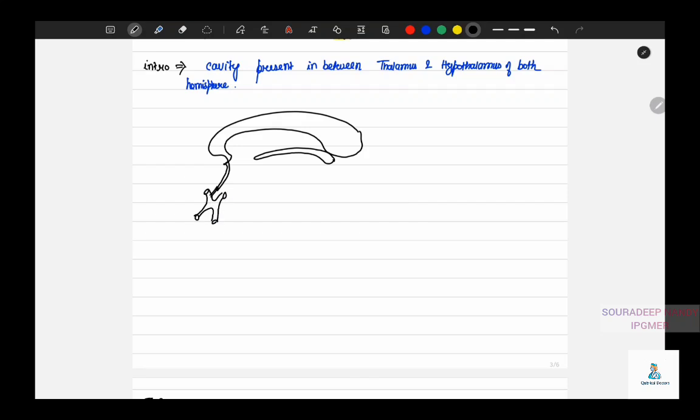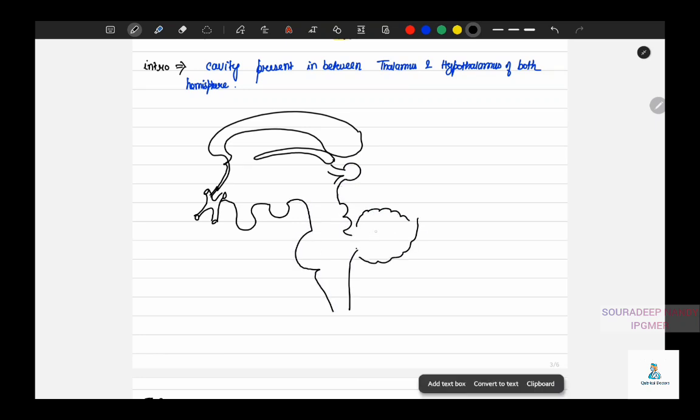Now I am drawing the optic chiasma. Below the corpus callosum, it is the fornix. Behind the fornix, there is the pineal gland with its stalk, and here I am drawing the brainstem and cerebellum. Here I am drawing the choroid plexus of the third ventricle. Here is the thalamus, here is the hypothalamus, and below the hypothalamus there is the pituitary and the mammillary body.